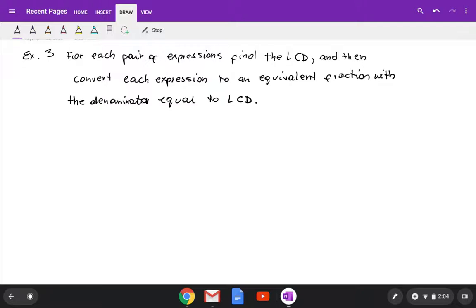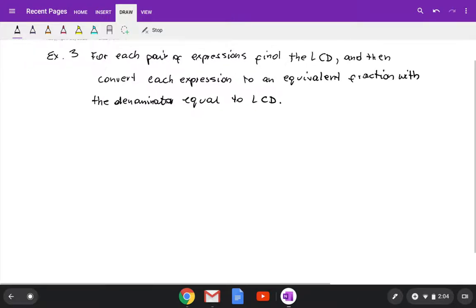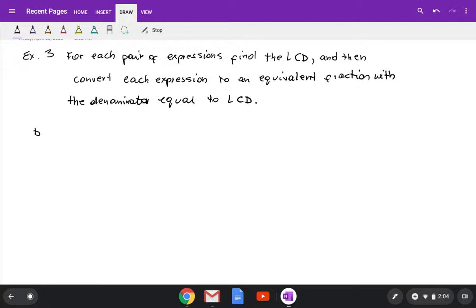Okay, so let's do example B. So we have 5 over x minus 3. And we have the second rational expression, which is x over x plus 1. So first what we need to do, we need to find the least common denominator of the denominators which we have.